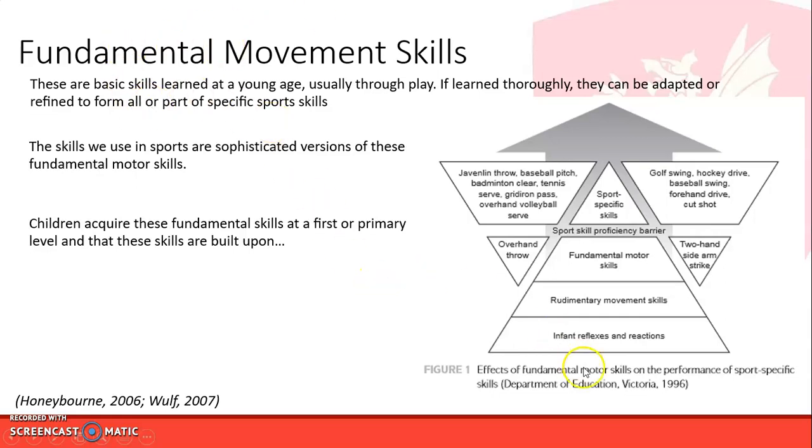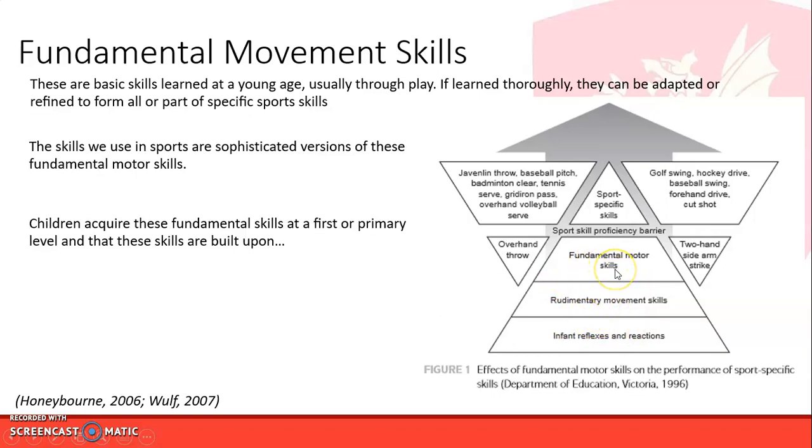Now in terms of where this looks, in terms of figure 1 here, obviously you can see the hierarchy: instant reflexes, rudimentary movement skills, so again very much babies, toddlers, things like walking, basic hand-eye coordination, picking up toys, picking up all different rudimentary skills at a young age.